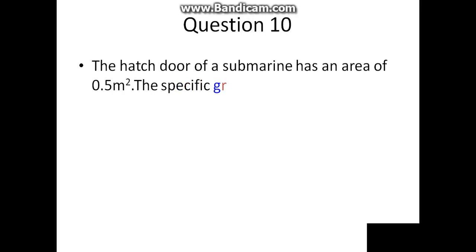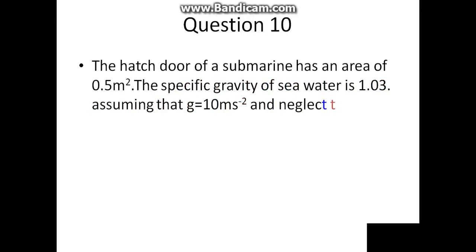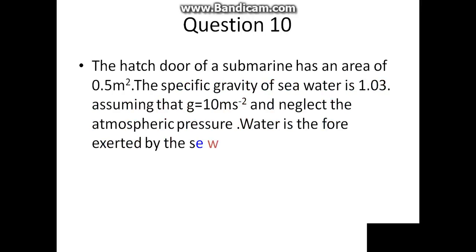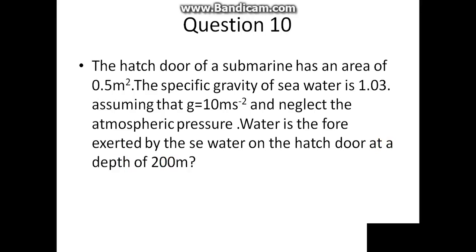The hatch door has an area of 0.5 meters squared. The specific gravity of seawater is 1.03. Assuming that acceleration due to gravity g is equal to 10 meters per second squared, and neglecting the atmospheric pressure, calculate the force exerted by the seawater on the hatch door at a depth of 200 meters.